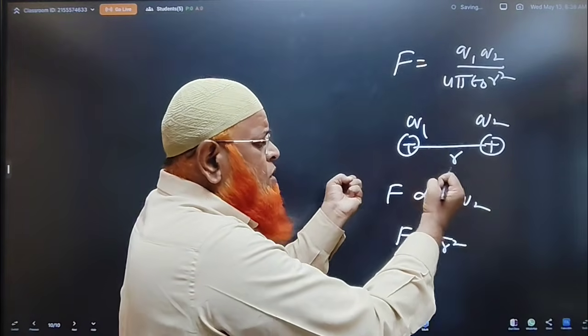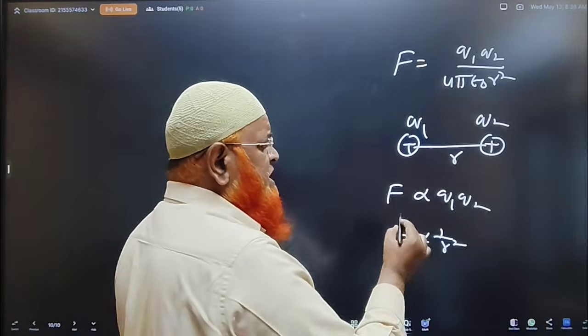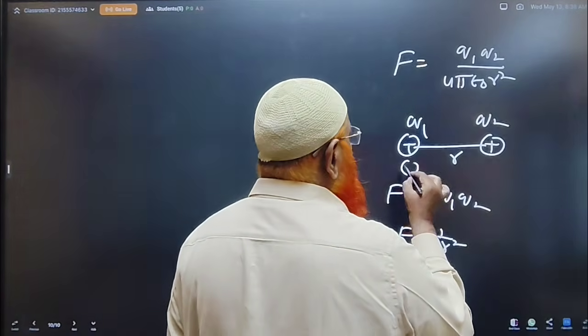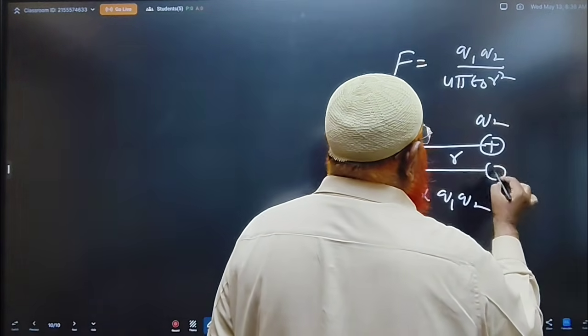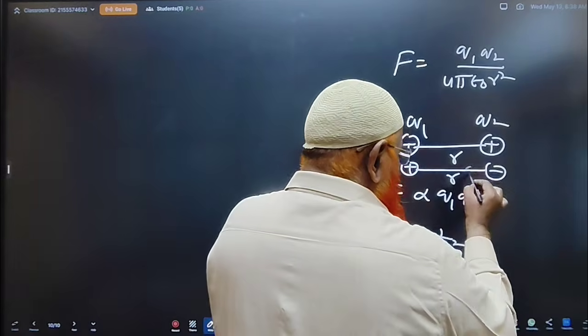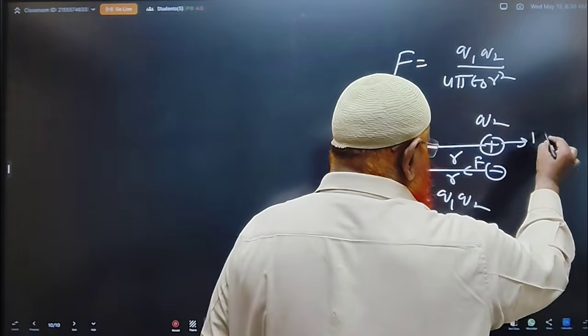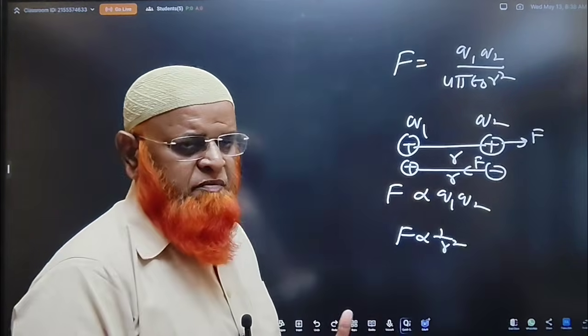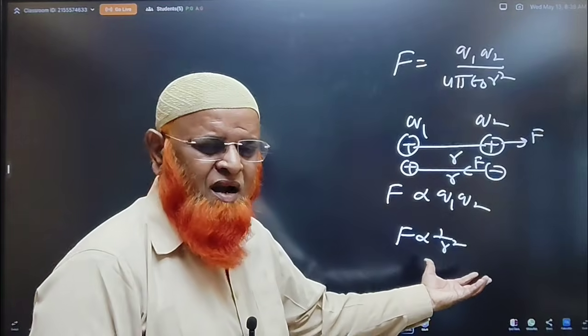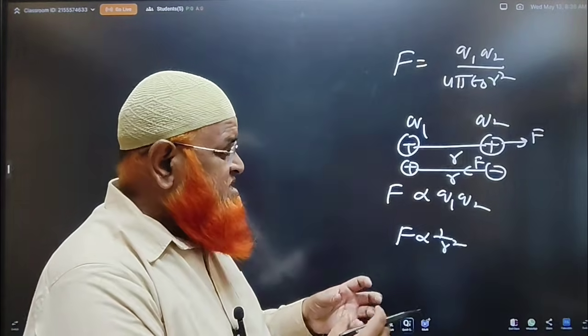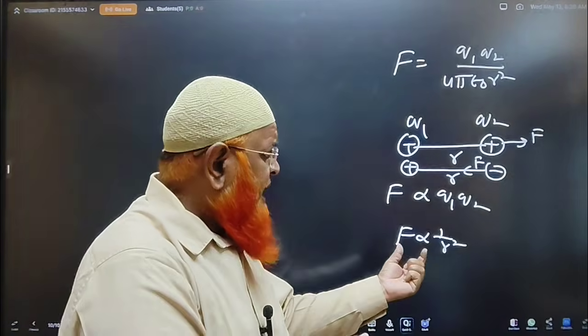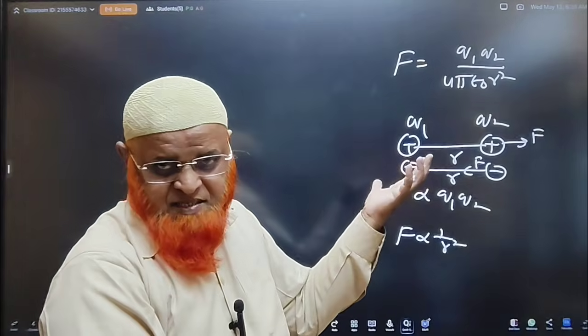If the charge is strong, attraction is strong, repulsion is strong. Here same charges will repel. If this is negative and this is positive, and the distance is there, they are having a force of attraction. Here they are having a force of repulsion. Either it is a force of repulsion or attraction, Coulomb's inverse square law will give the basic formula. Charges are strong means force is strong, and when the distance increases, force decreases.